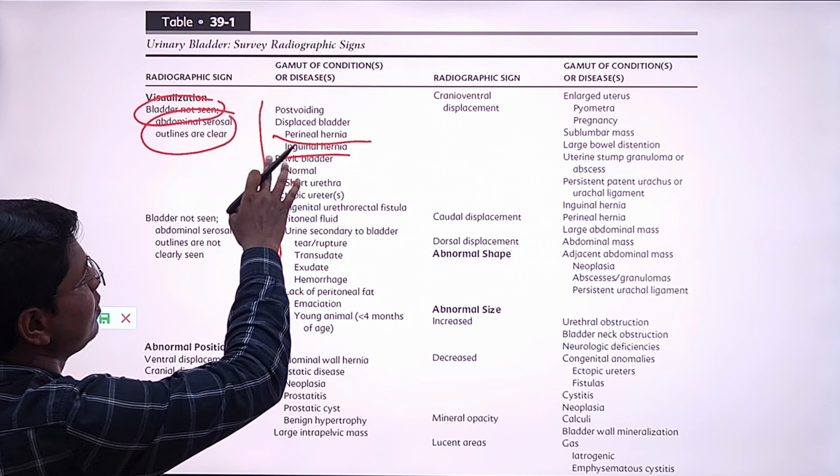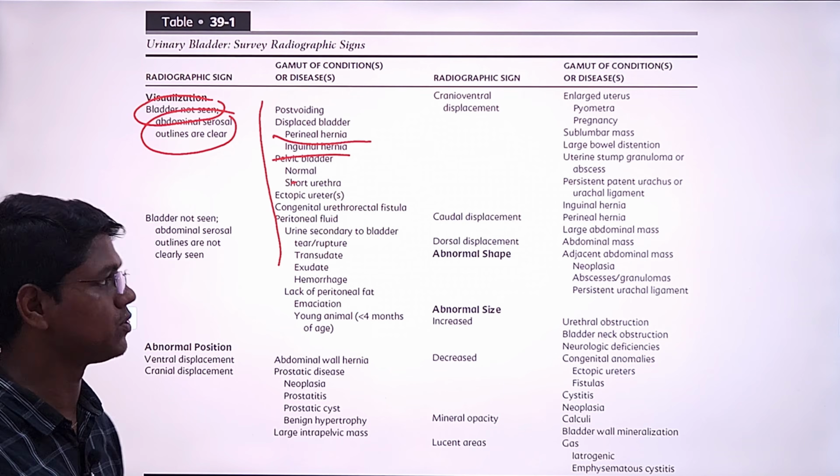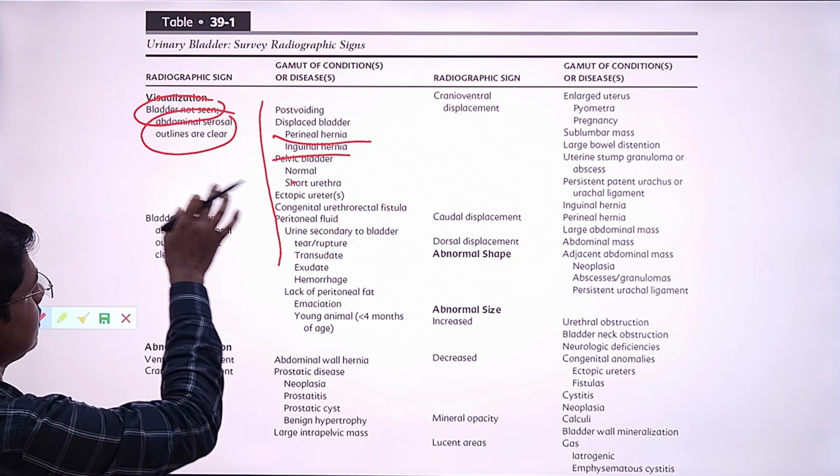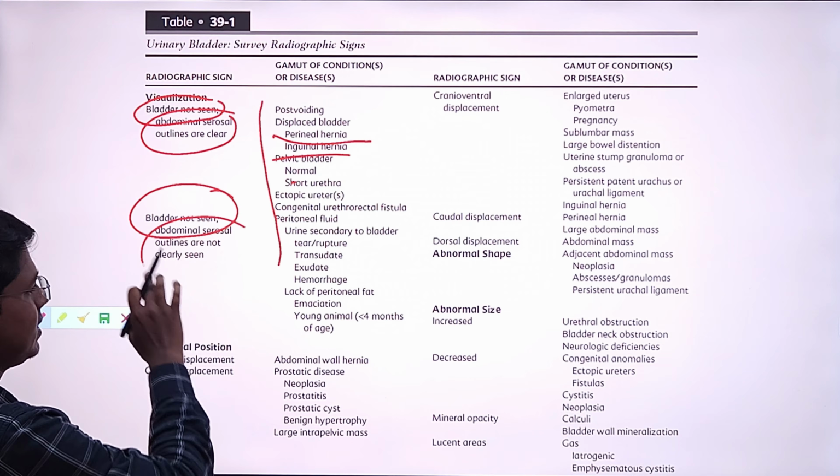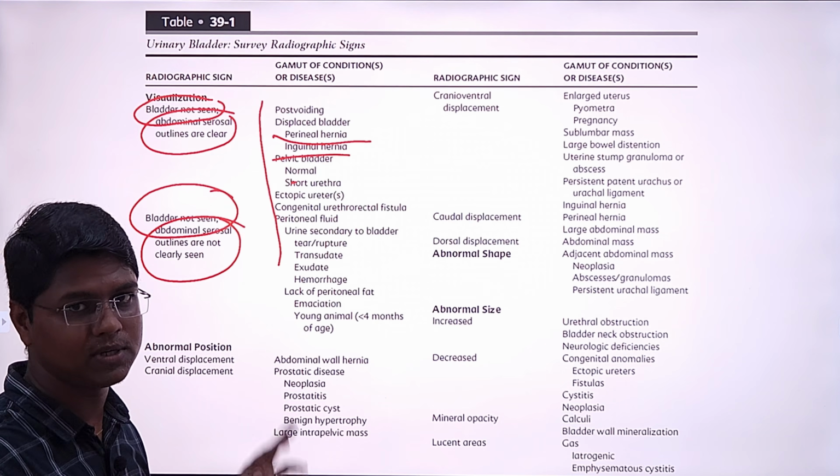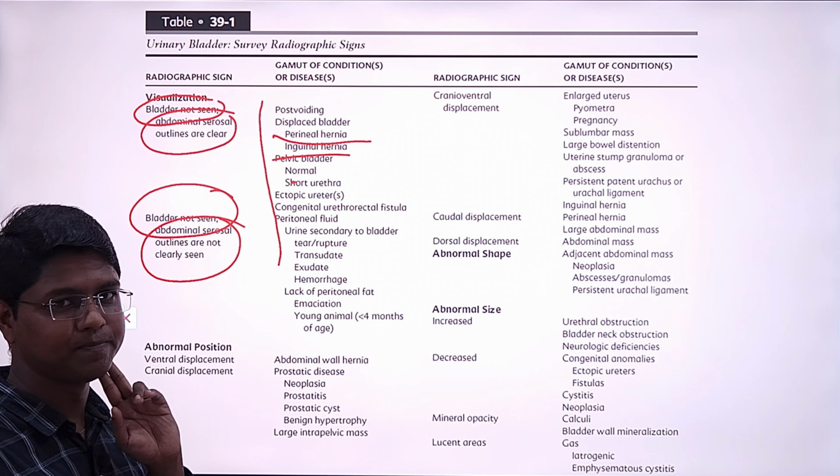Okay, next may be inguinal hernia. We'll see some pictures also so that you can relate. Suppose the bladder is not seen, along with the serosal detail is not seen. Can you tell which condition that will be?